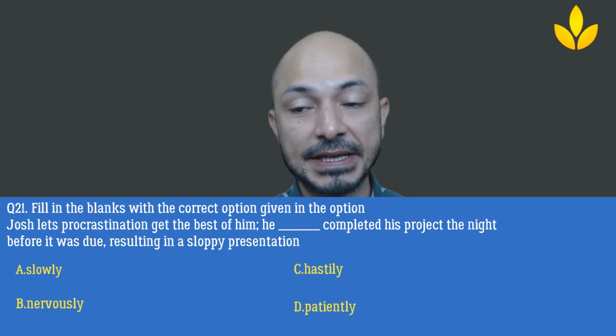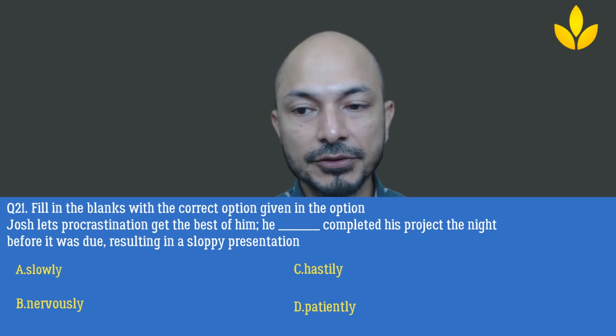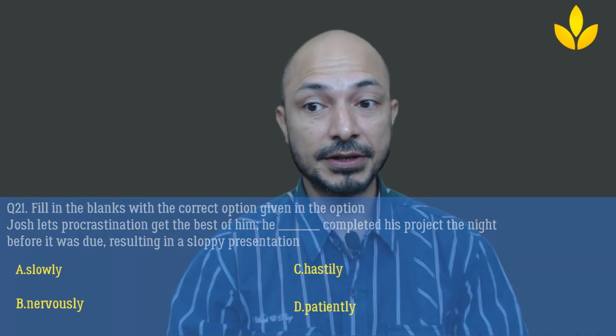We say haste, with haste, meaning to do it very quickly. It cannot be the others at all. So we will go with option C over here, the correct option.